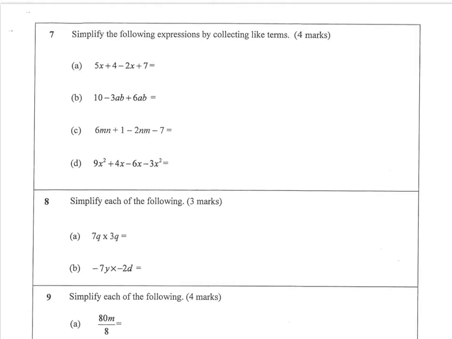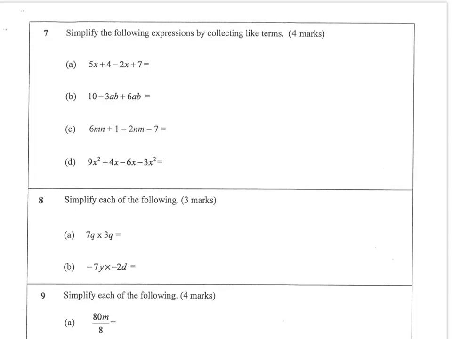Simplify by collecting like terms. So we have 5x take away 2x, which gets us 3x. We have positive 4 plus 7, which gets us 11. We have negative 3ab plus 6ab. So the 10 can stay. Minus 3 plus 6 is positive 3ab.